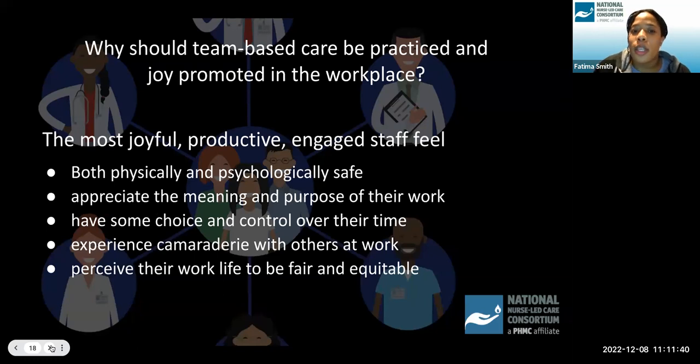So why should team-based care be practiced and joy promoted in the workplace? High-functioning clinical teams are essential for the delivery of high-value healthcare and have been associated with the following: decreased workloads, increased efficiency, improved quality of care, improved patient outcomes, and decreased clinical burnout and turnover.